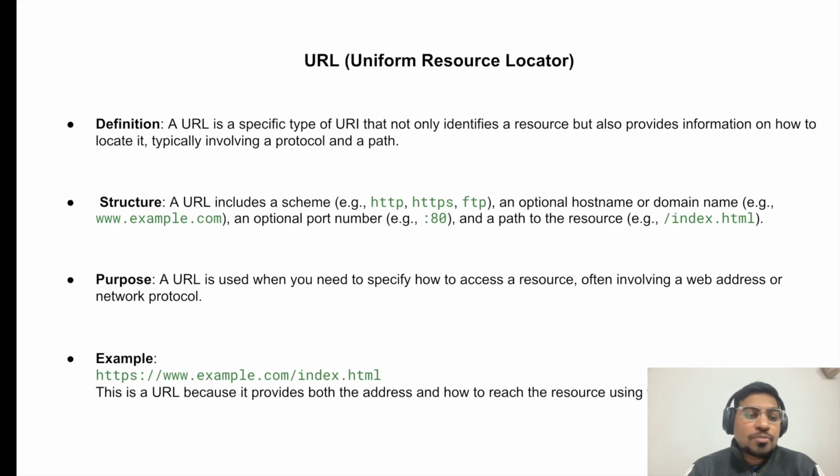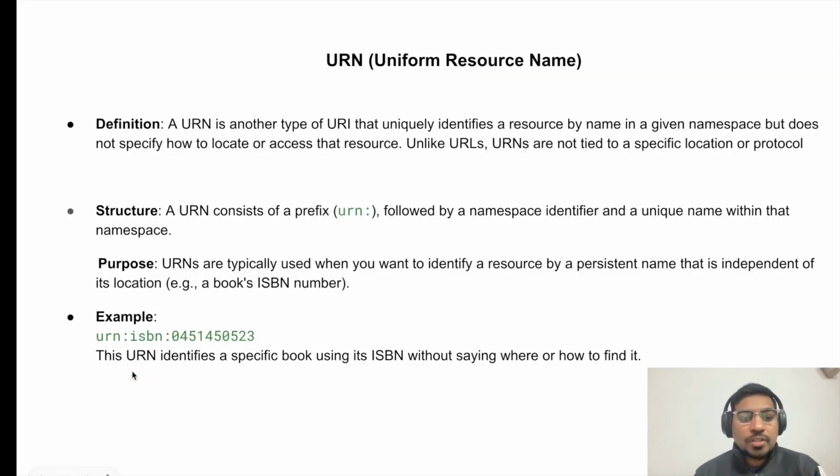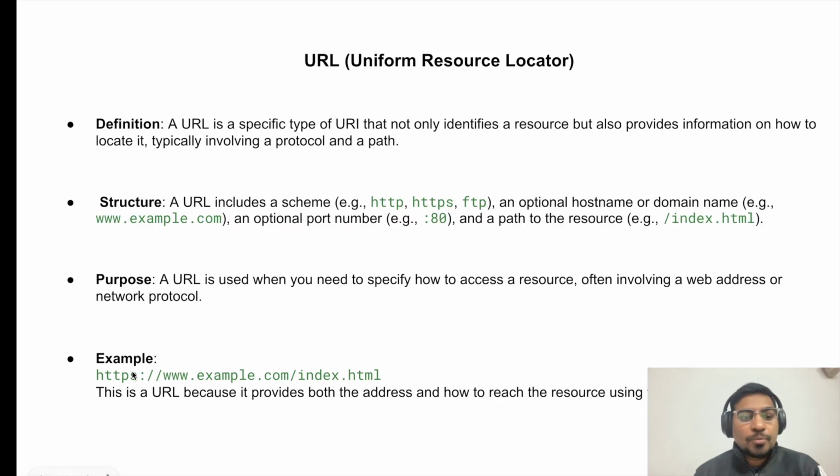If I talk about the purpose, a URL is used when you need to specify how to access a resource, often involving a web address or network protocol. So basically, a URL is usually used to locate some information on the web. Example: https://www.example.com/index.html. If you closely observe this, https is your protocol, www.example.com is the domain name and index.html is your path. This is a URL because it provides both the address and how to reach the resource using the HTTP protocol. That is why it's a complete URL.